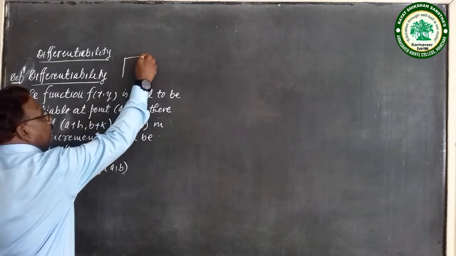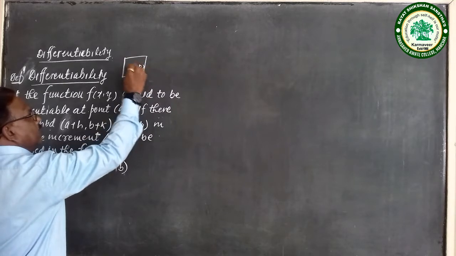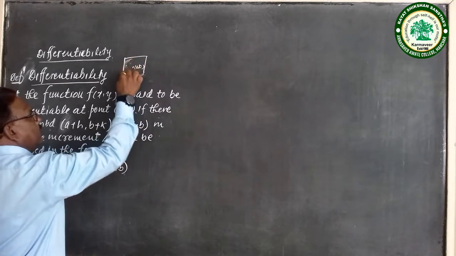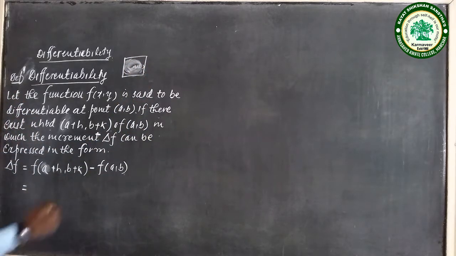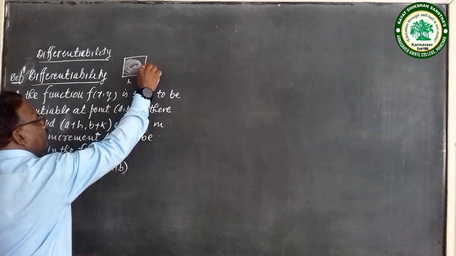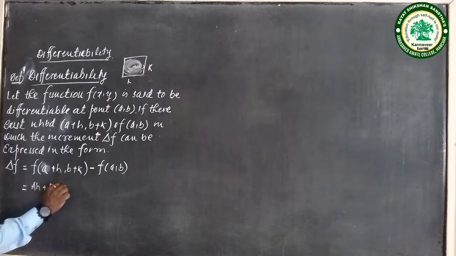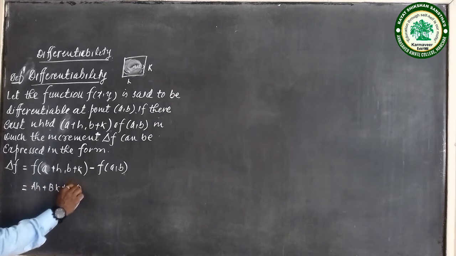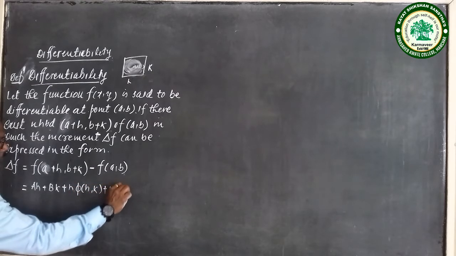Suppose we are considering the point (a, b), and on the right-hand side and left-hand side these are neighboring points at distance h, and on the upper and lower part, that is k. Therefore, this is the neighboring point of (a, b), and delta f is equal to A into h plus B into k plus h into phi(h, k) plus k into psi(h, k).